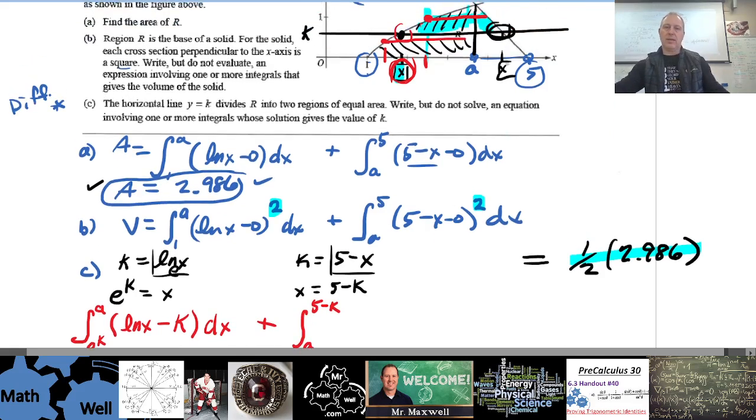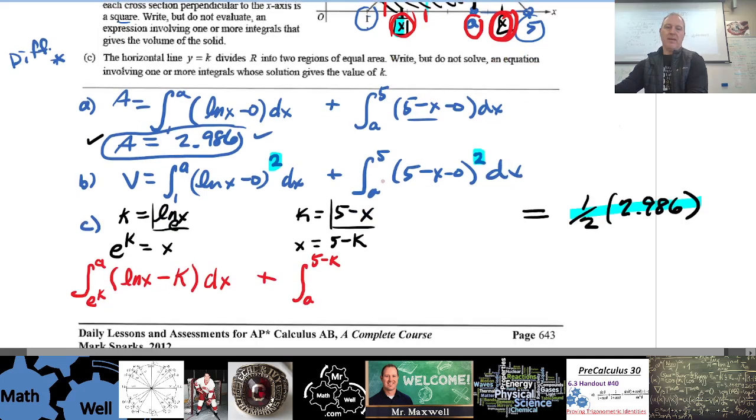Now notice here that this x value, so we have a to this x value, which is 5 minus k. So from a to 5 minus k, and that is going to be the upper function, which is 5 minus x, minus k, dx.